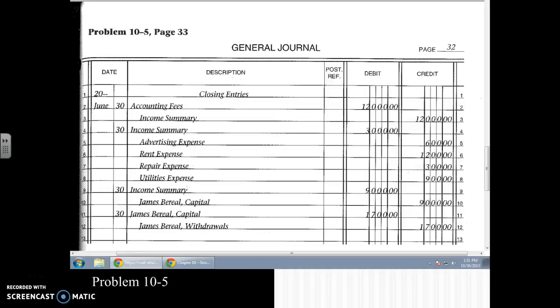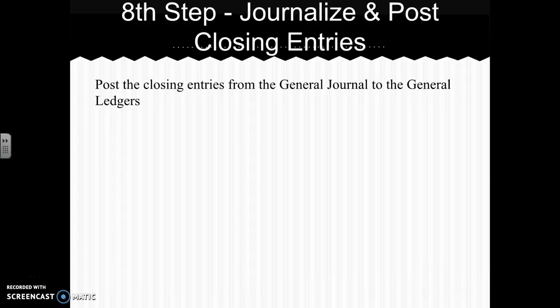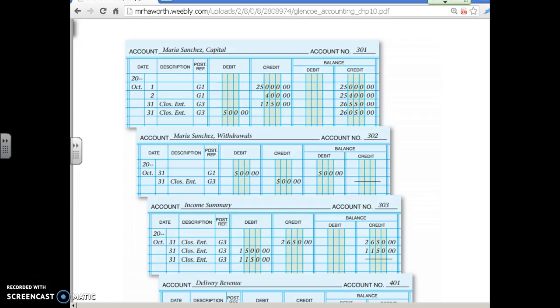Problem 10.5. Now we have to post them. So now we have all of these entries entered and journalized. Now we have to post them and show the zeroed out balances for our temporary accounts. So the 8th step is to journalize and post. So posting the closing entries from the general journal to the general ledger.